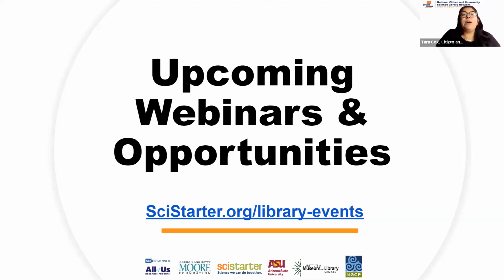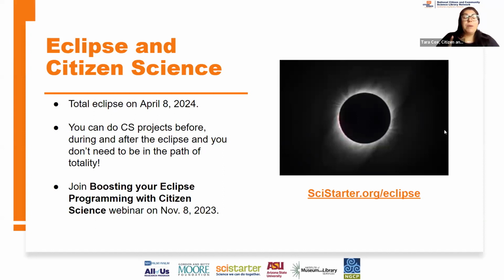So let me take you through upcoming events and opportunities. You can always find the latest professional development opportunities on library-events. We encourage you to register even if you can't attend. We always send a comprehensive follow-up email after each one, so you can watch the recording and get all of the resources. But there's two big things happening in 2024 that we wanted to alert you to. The first is the eclipse, which is on April 8th. There's one actually in October, an annular, but we're focusing most of our efforts on the April 8th eclipse, which is a total eclipse for some.